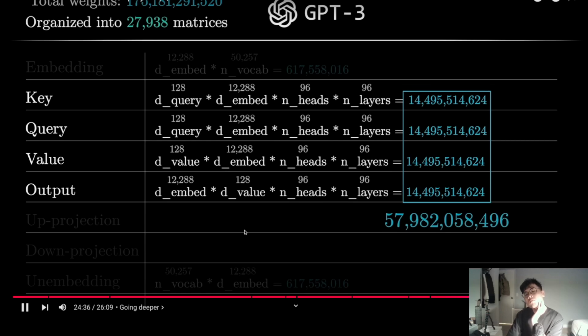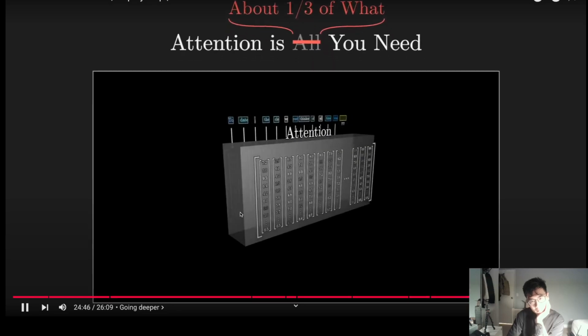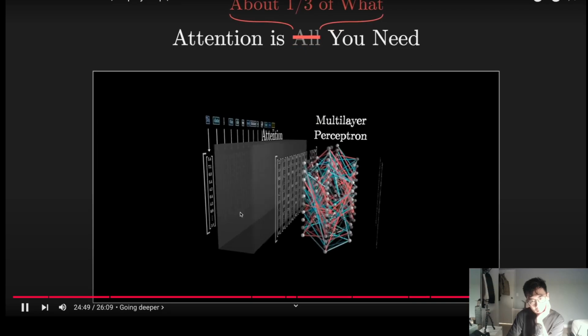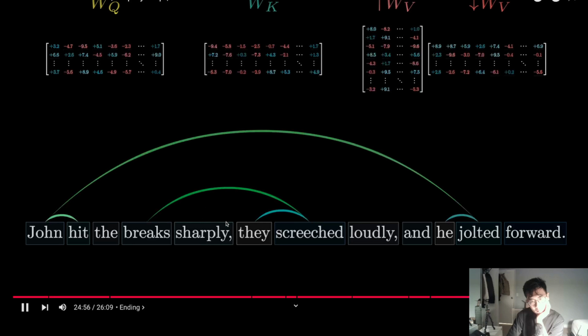That is a lot, to be sure, but it's only about a third of the 175 billion that are in the network in total. So even though attention gets all of the attention, the majority of parameters come from the blocks sitting in between these steps. In the next chapter, you and I will talk more about those other blocks, and also a lot more about the training process.